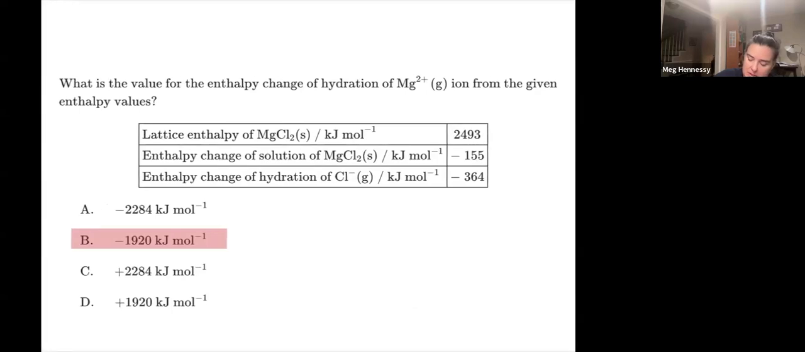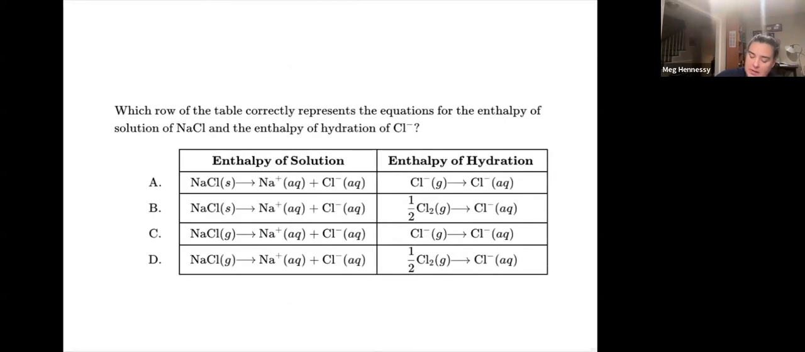If you have any more questions, I'll be here for a minute. I have one more question for you. Which row of the table correctly represents the equations for the enthalpy of solution of sodium chloride and the enthalpy of hydration of chloride? Very much, this is a definition-focused piece.